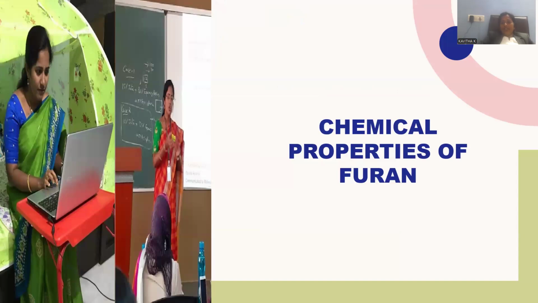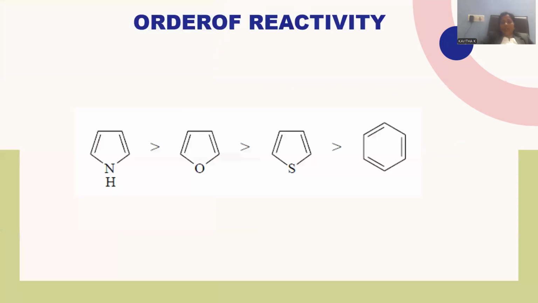Let me enter into another part of the session called chemical properties of the furan, right? So let me explain about the chemical properties. Initially, let me compare the reactivity. The heteroatoms in the five-member ring systems are nitrogen, oxygen, and sulfur. Among all, furan is of moderate reactivity in comparison to pyrrole. Pyrrole is more reactive, then the oxygenated furan, and the sulfur-containing thiophene is somewhat the least reactive, and the extreme least reactivity is shown by the benzene molecule, right?